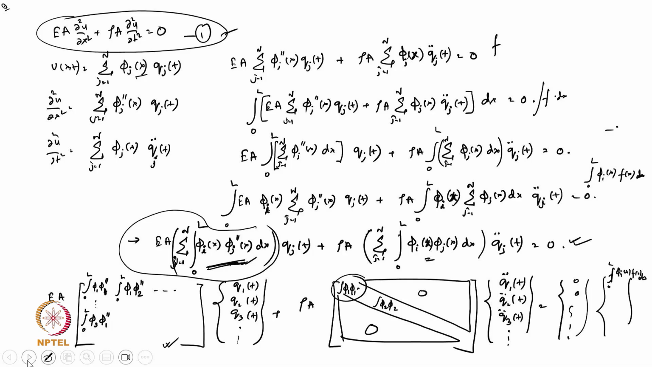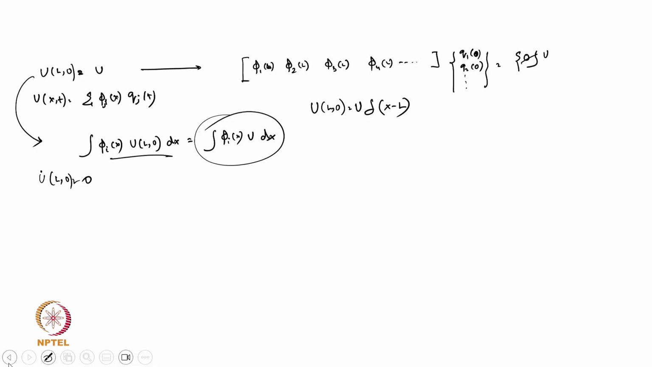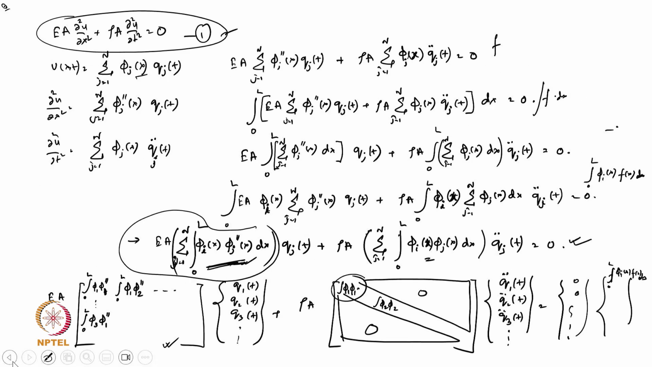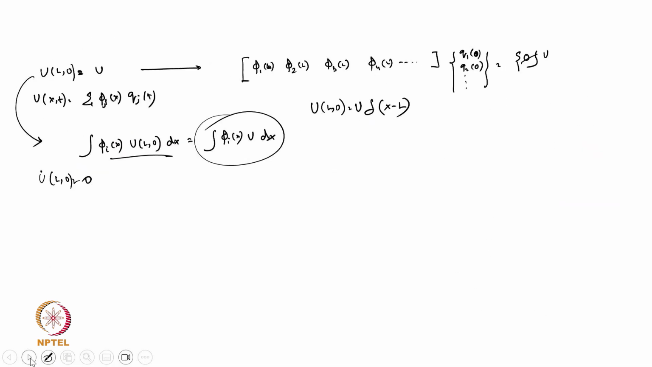So if I just quickly do it: EA integral, summation j equal to 1 to n, integral 0 to L, phi i(x) phi j double dash(x) dx, q_j(t). I'm just taking the first term. The other term you don't need to take. That remains the same. Okay.